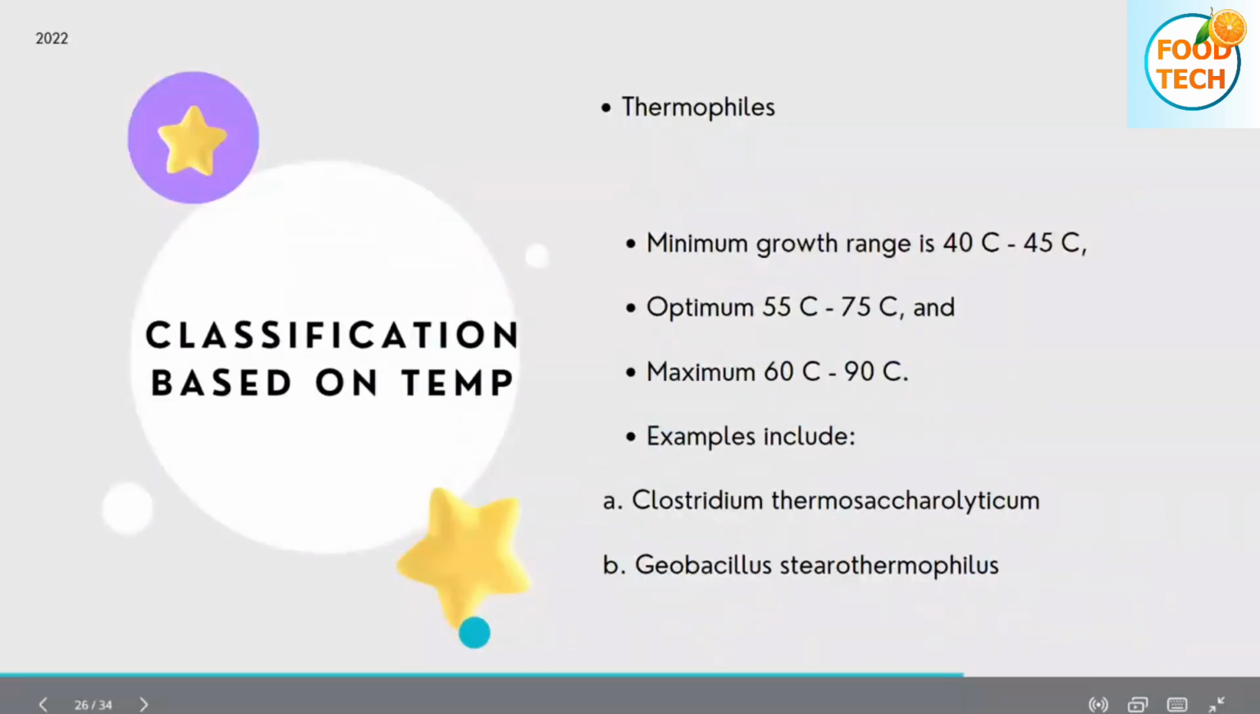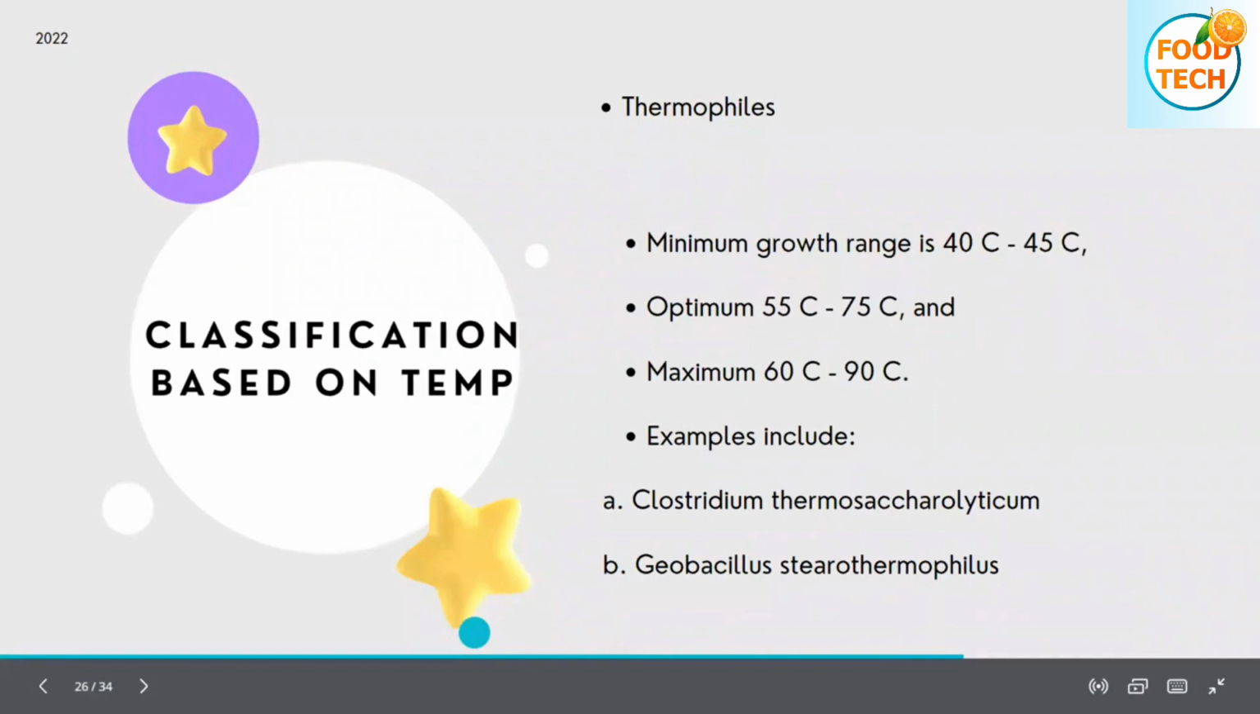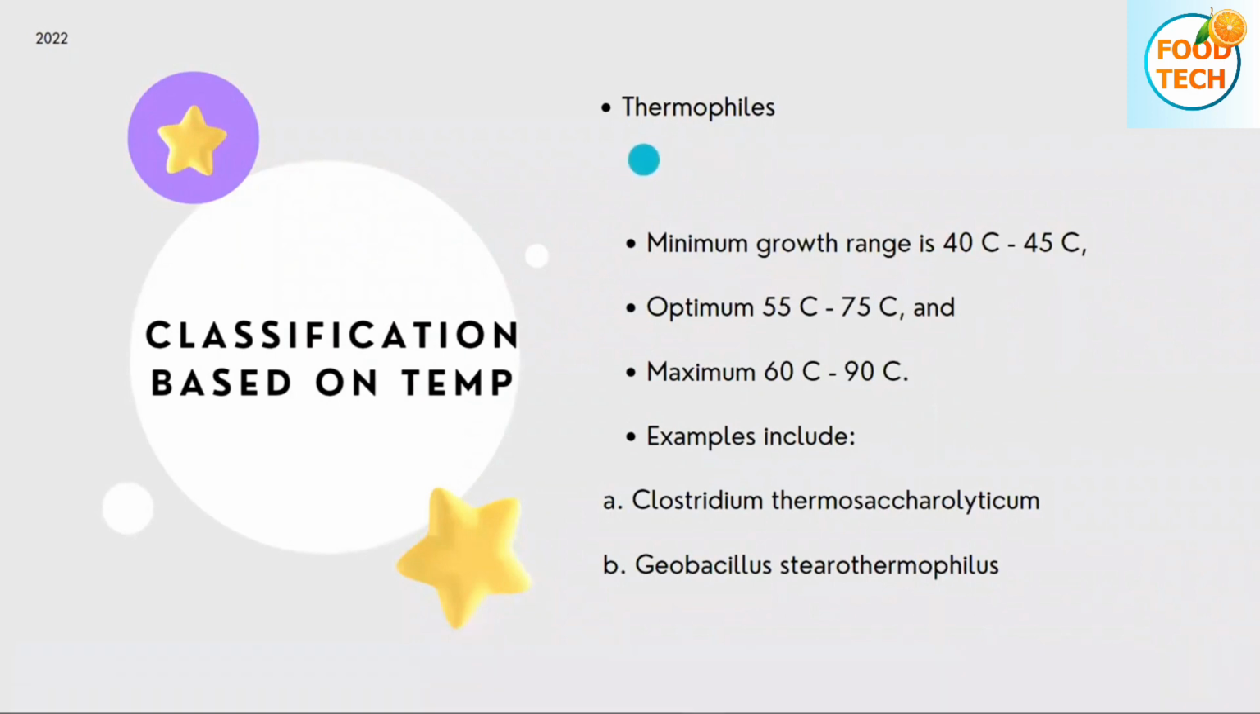So now moving ahead. If you say thermophiles, as the name suggests, they love high temperature, thermo. The maximum temperature they can survive is 90 degrees. I mean, 90 degrees is really, really high, right? At 100 degrees, water starts boiling.